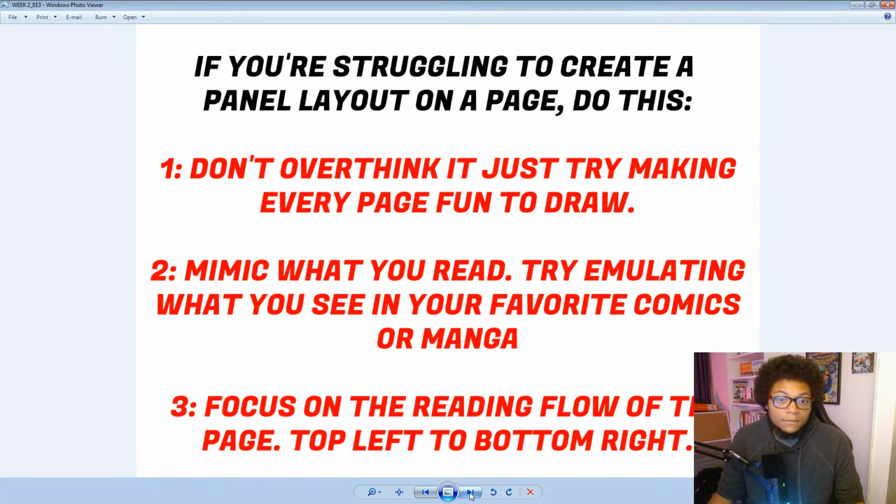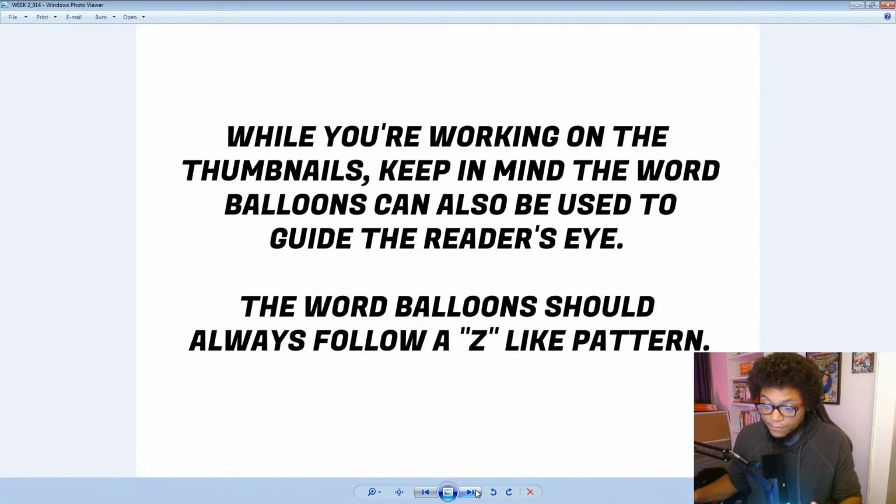Yes, have fun. Yes, try emulating your favorite manga and comics. But if no one can understand where to go next in your page, then you are just doing it wrong. You want them to not be confused. You're trying to convey a story to them. So again, just try to focus on the reading flow, because that is very, very important.